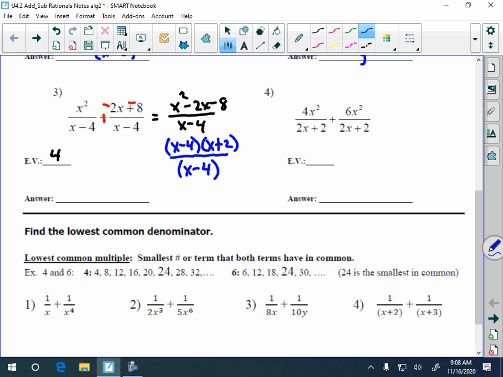So that's factored. Now we can see we have an x minus 4 binomial on top and bottom, so we can cancel them out because they're exactly the same. And that looks like our final answer, x plus 2. I'll just keep it with the parentheses.